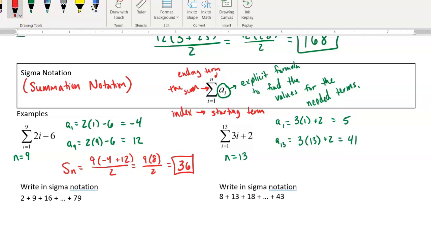Now we're going to plug those into the formula. 13 times the quantity 5 plus 41, all divided by 2, or 13 times 46 divided by 2. I expect that you would probably use your calculator for this. And when you do that, you end up getting your answer is 299.